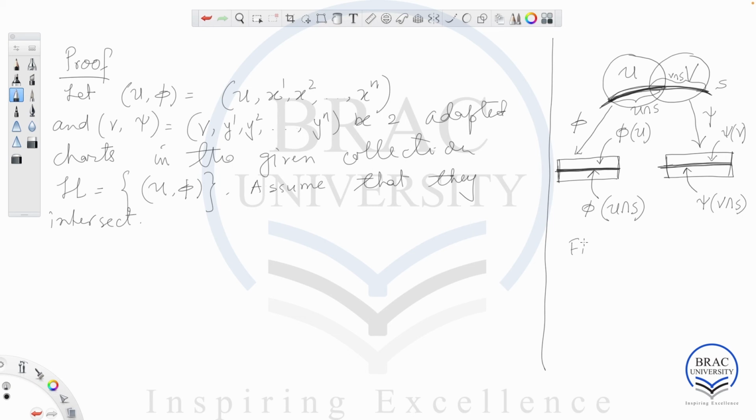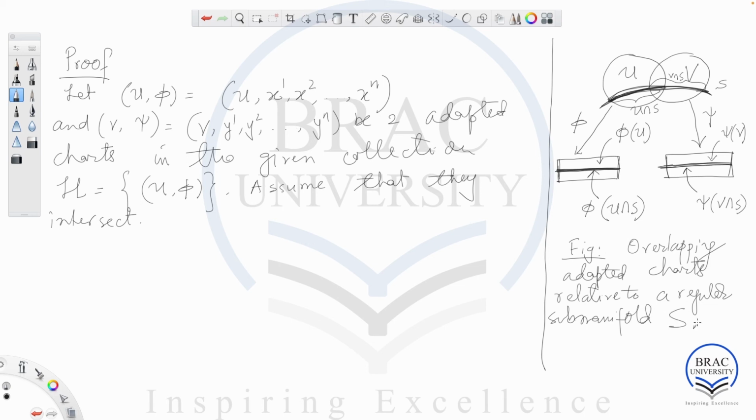So let me name the figure: overlapping adapted charts relative to a regular submanifold S. Okay, all right.